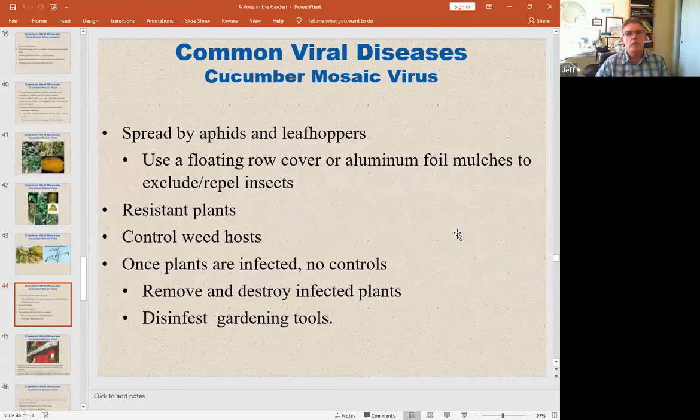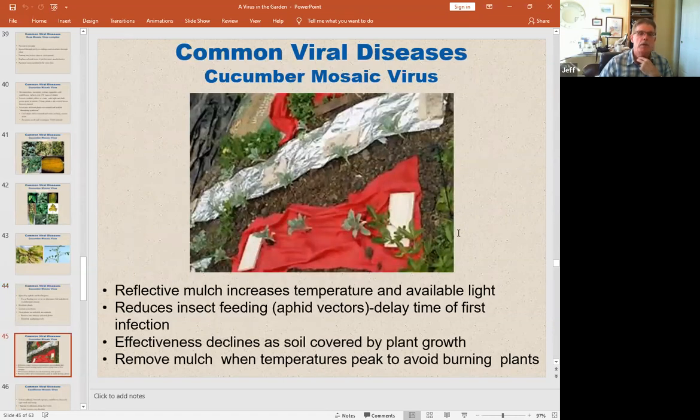So for aphids and perhaps leafhoppers, you can use a floating row cover, fine enough mesh to exclude the insects, or aluminum foil mulches to exclude or repel the insects. Resistant plants, control weed hosts. We don't want any alternate hosts that serve as a reservoir for the virus to come into your garden. But once infected, there's no control. So you destroy infected plants and disinfest your garden tools.